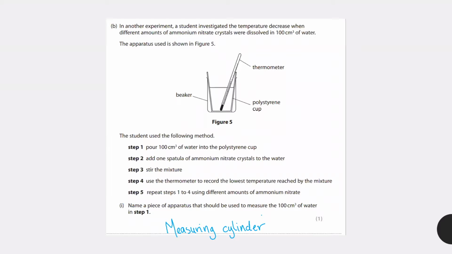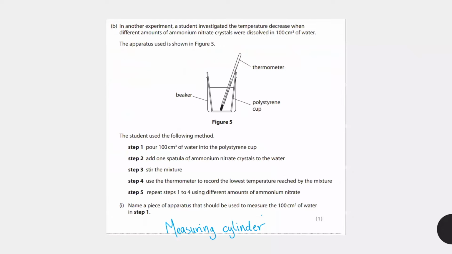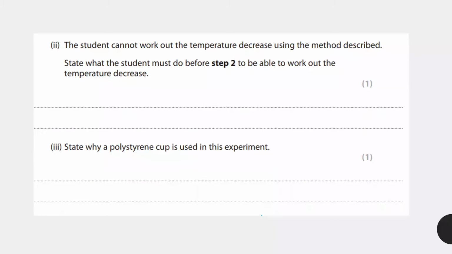The student cannot work out the temperature decrease using the method described. State what the student must do before step 2 to be able to work out the temperature decrease. What they've missed out is that they haven't recorded the starting temperature. That's an easy mistake to make. So they must record, write down, the starting temperature.